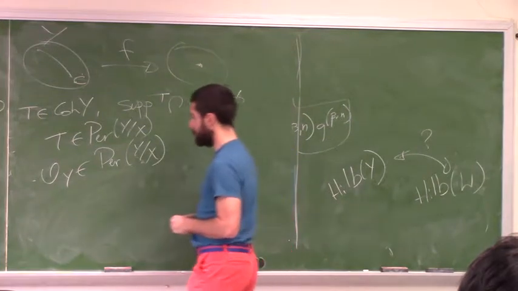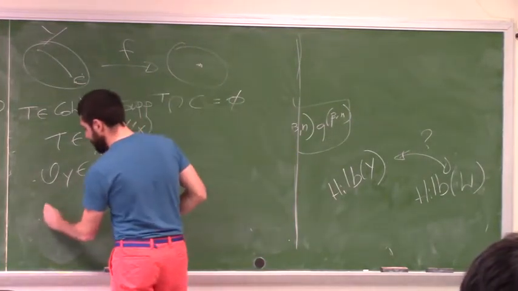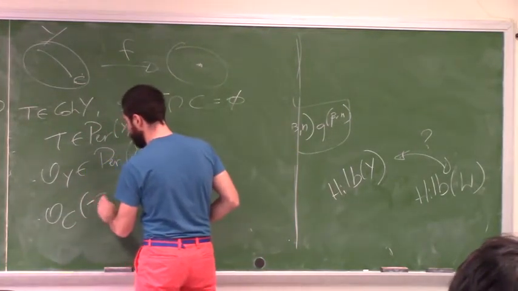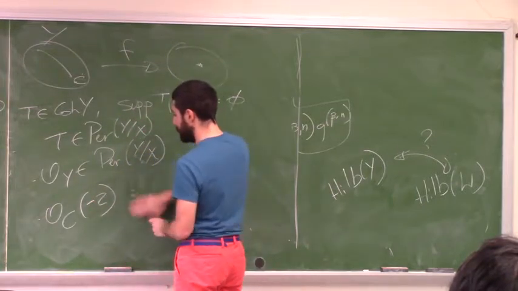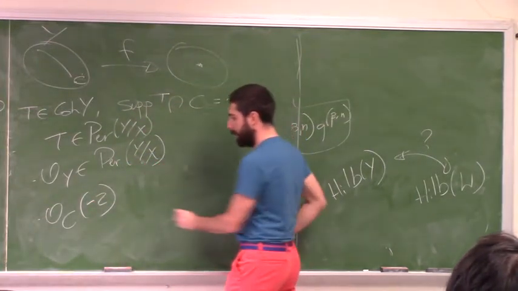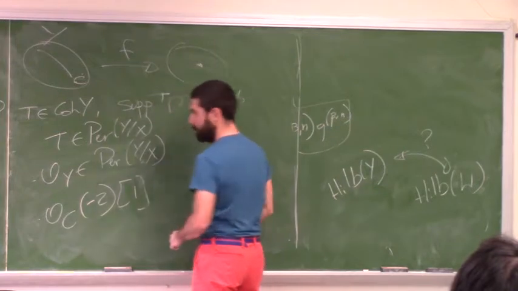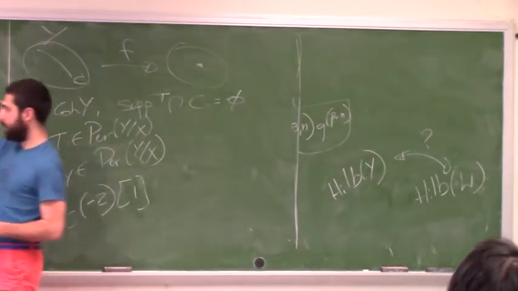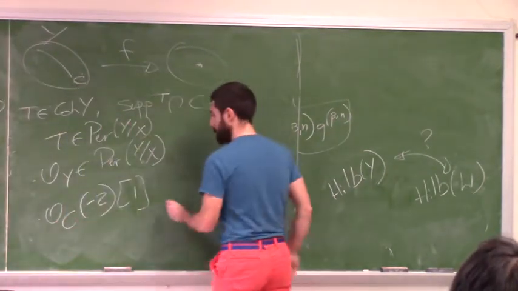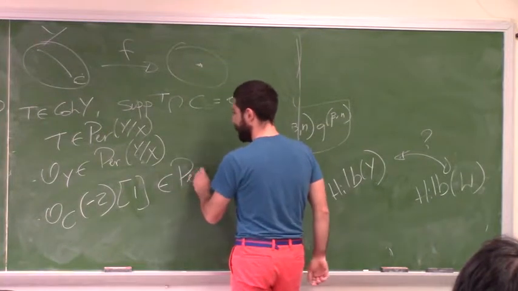An example of something that doesn't belong to this category is something like O_C(-2). So this doesn't belong to this category, but if I shift it by 1, this will be one of these guys. And so this guy belongs to this category.